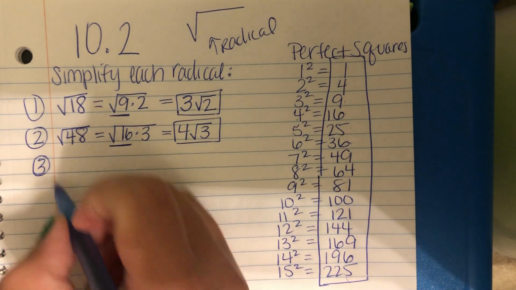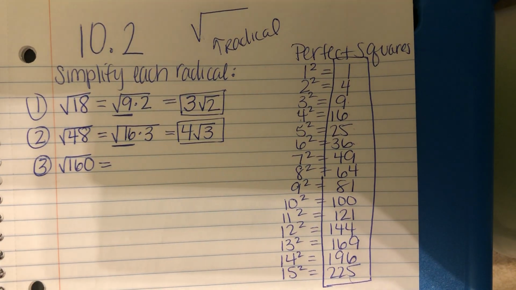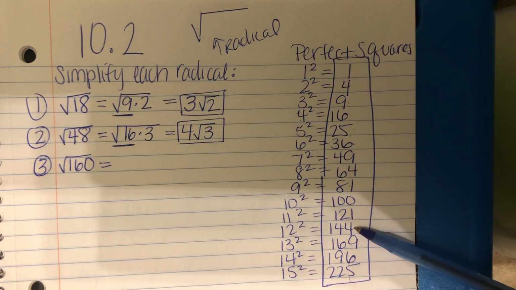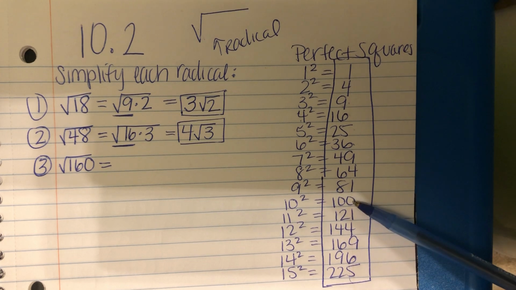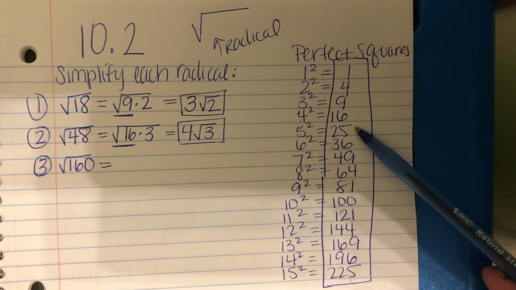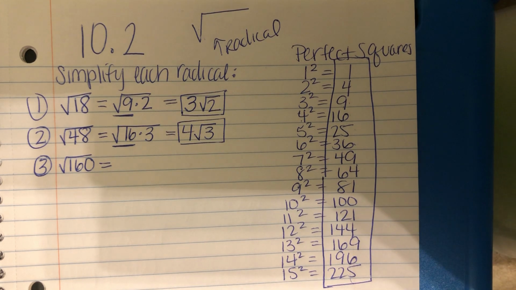Let's do the square root of 160. All right, so the first number that's smaller than 160 is 144. 160 divided by 144 is a decimal. 160 divided by 120 is a decimal. Decimal, decimal, decimal. The first one that goes in there an even amount of times is 16.